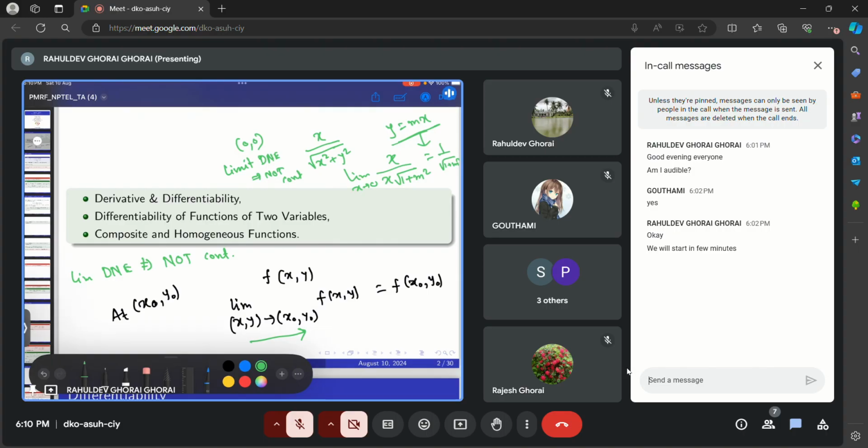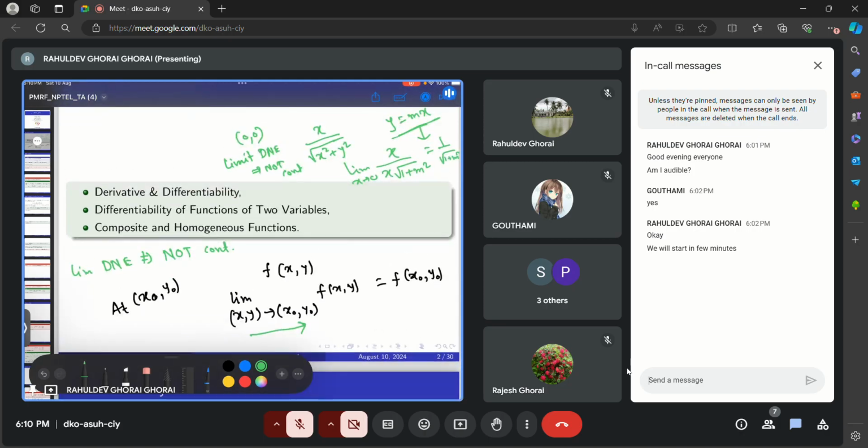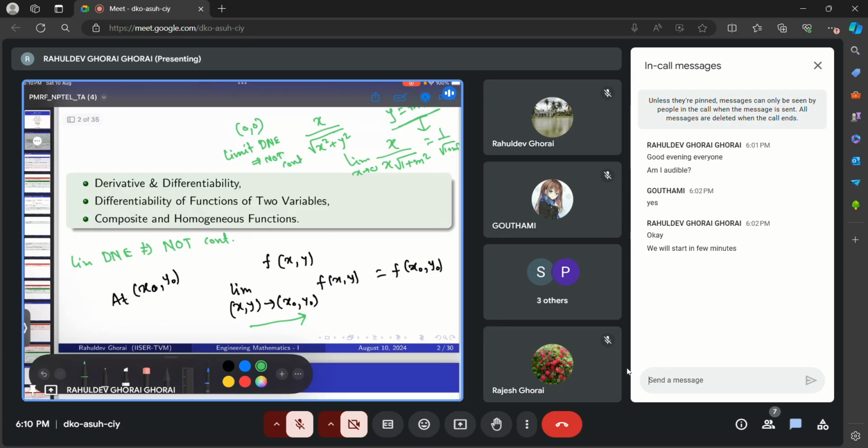Now for differentiability, of course it has to be continuous; otherwise, if it's not continuous, then it's not differentiable. The previous tutorial session will also be useful for this session, because not continuous implies not differentiable. So if you see that a function is not continuous, then you say it is not differentiable. But the other way around you cannot tell.